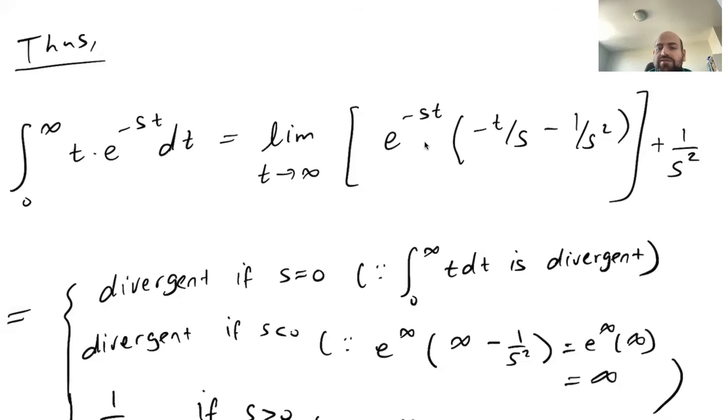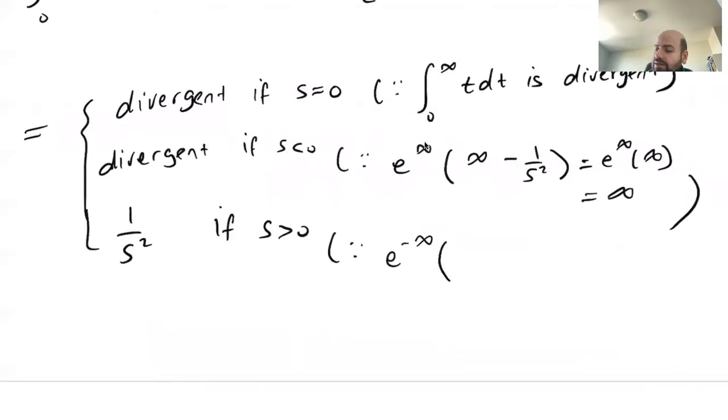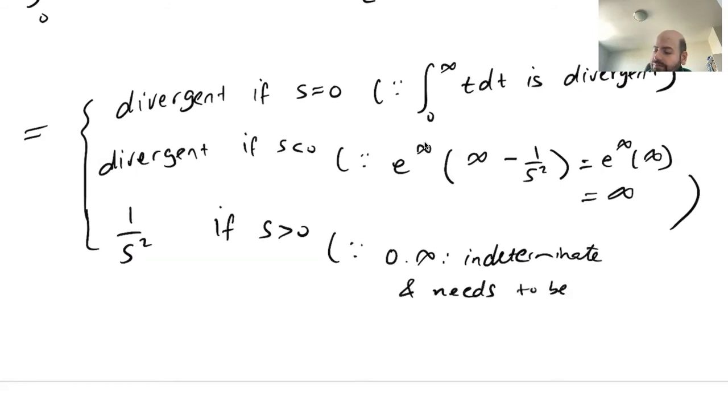And we need to simplify it. You saw in Math 113, if you have an indeterminate form, you need to simplify either using L'Hopital's rule or some other way. So this will be 0 times infinity, which is indeterminate and needs to be simplified. So let me simplify it here below.